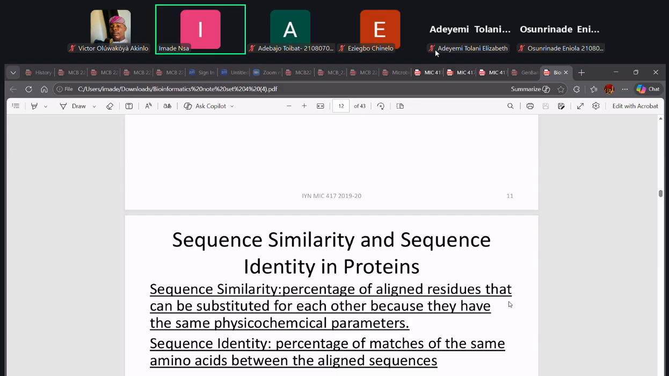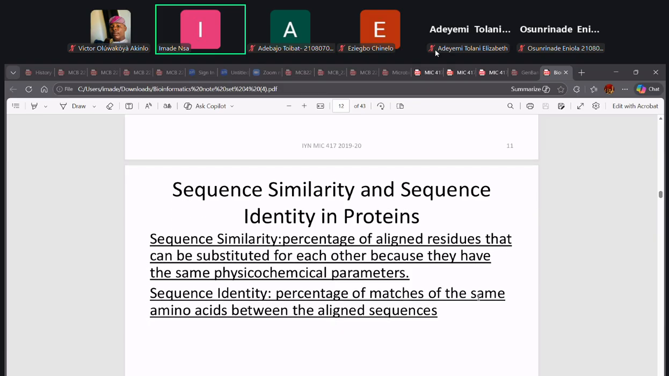Then sequence identity. Now you are talking about the percentage of matches of the same amino acids between the aligned sequences. Oh, I saw aspartic acid here, I saw aspartic acid. I saw glutamine here, I saw glutamine. You are just referring to the match.